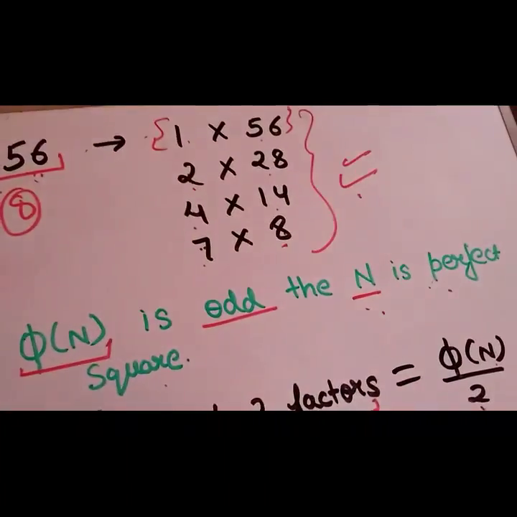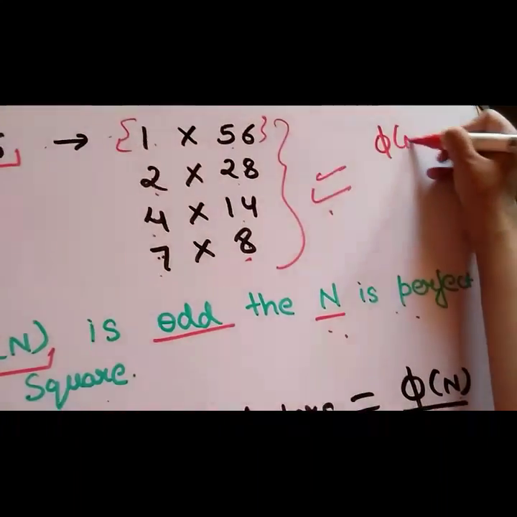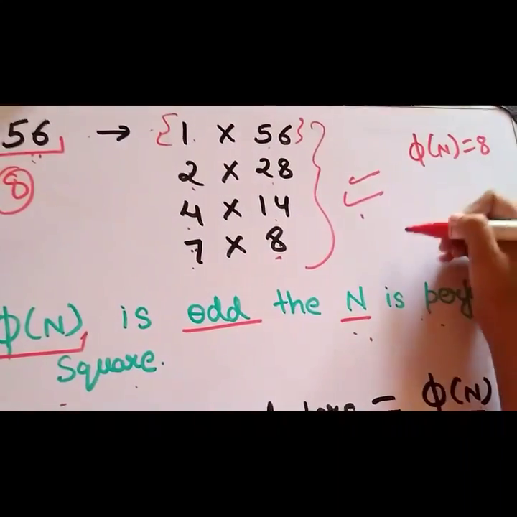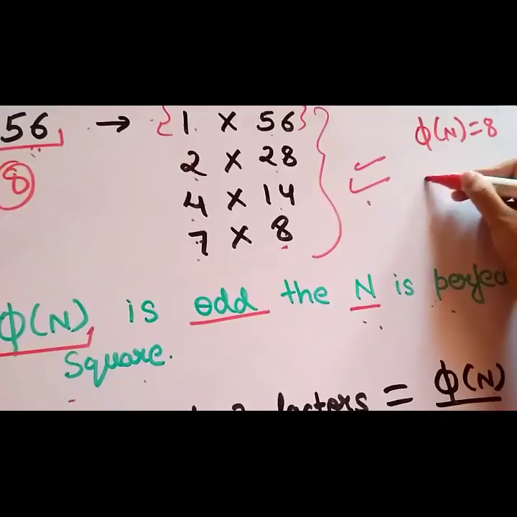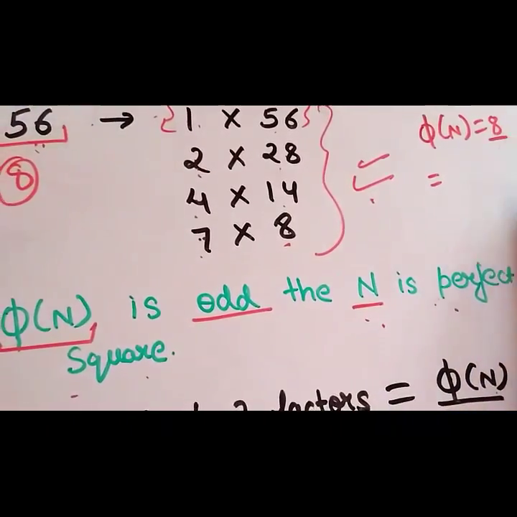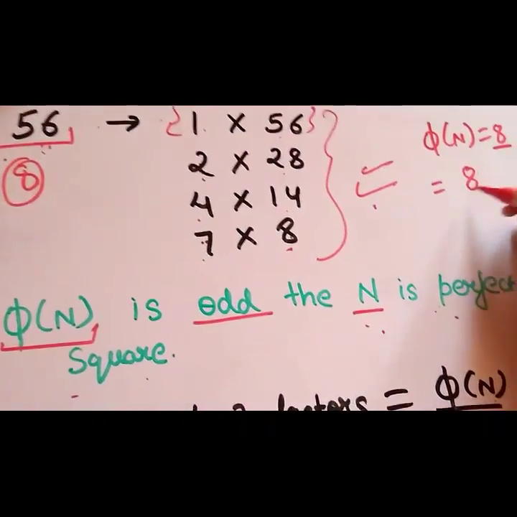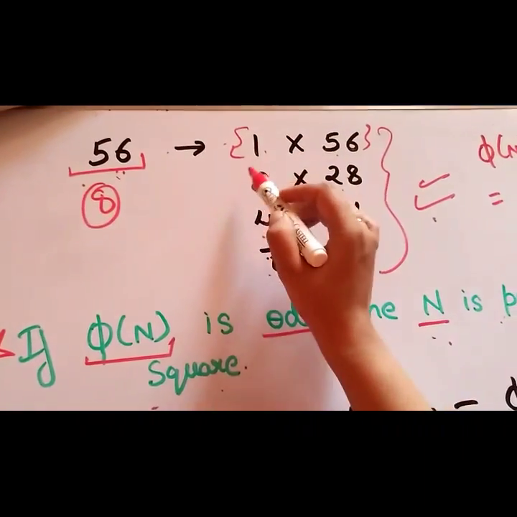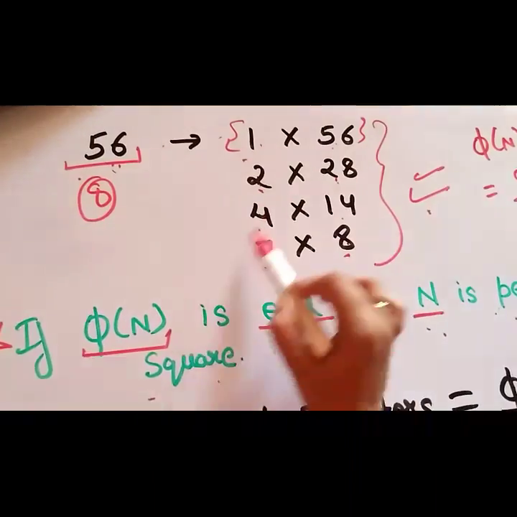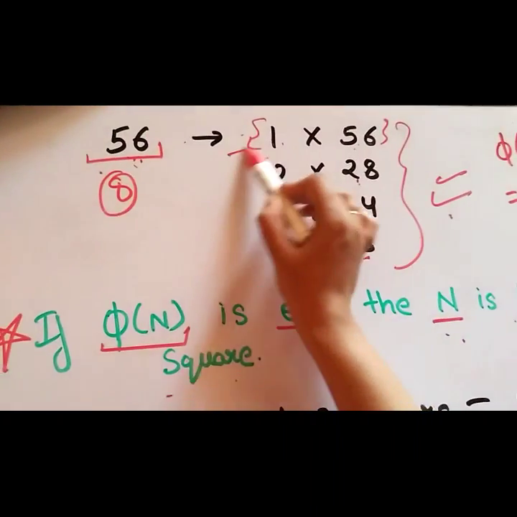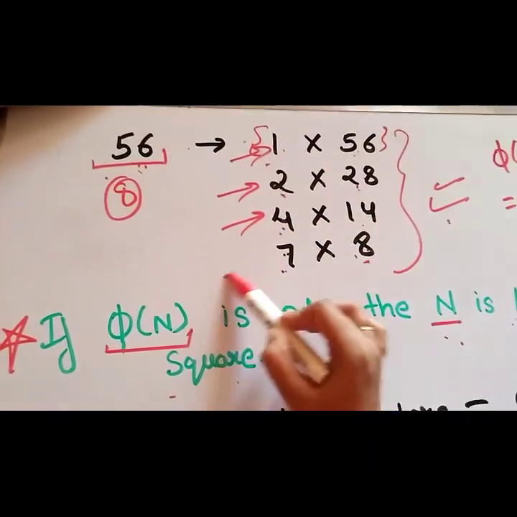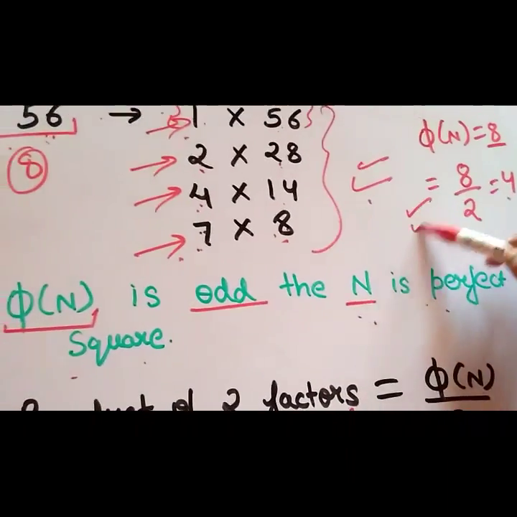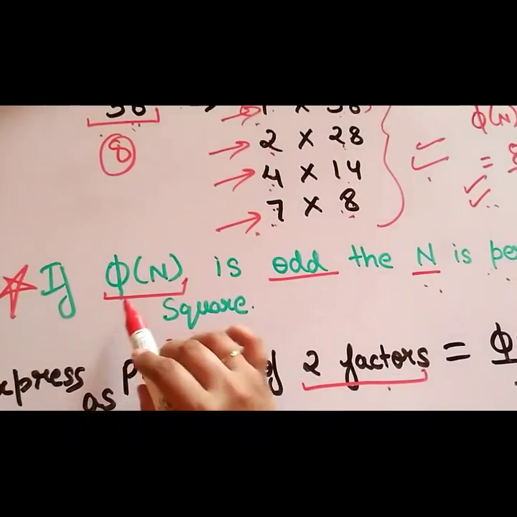Let's check for 56. Phi n was 8. So in how many ways can it be expressed as a product of two factors? n is even, so the product of two factors will be 4, which is actually 4: 1 into 56, 2 into 28, 4 into 14 and 7 into 8. 1, 2, 3 and 4. This is correct.